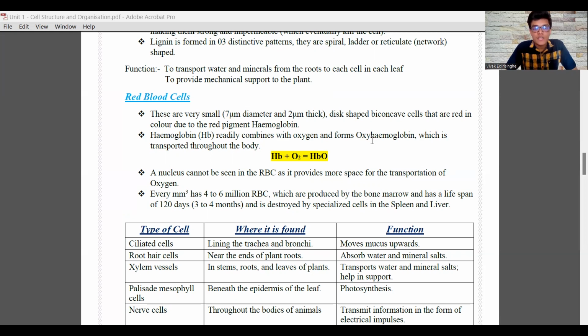Every cubic millimeter has about 4 to 6 million red blood cells, which are produced by the bone marrow and have a lifespan of about 3 to 4 months, about 120 days, and are destroyed by specialized cells in the spleen and liver.